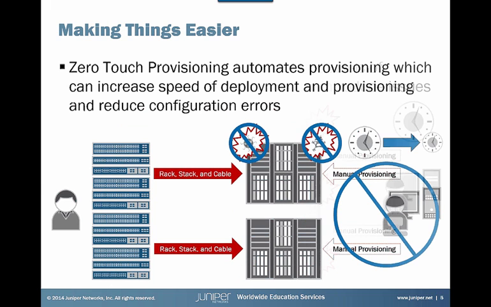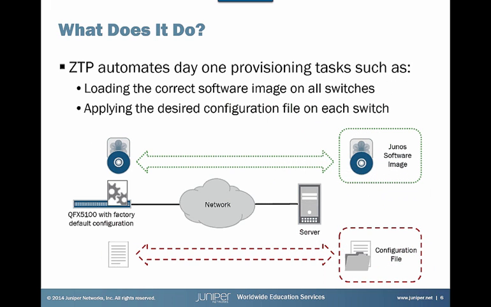So this is where zero touch provisioning comes in to save the day. Zero touch provisioning is a feature that allows automation of the day one provisioning tasks. This can help increase the speed of deploying and provisioning those switches, and if done correctly, it can reduce configuration errors in the end. So what does it actually do? ZTP automates the day one provisioning tasks, including the software image verification and upgrades as needed. It also locates and applies the desired configuration files for the switches being deployed.